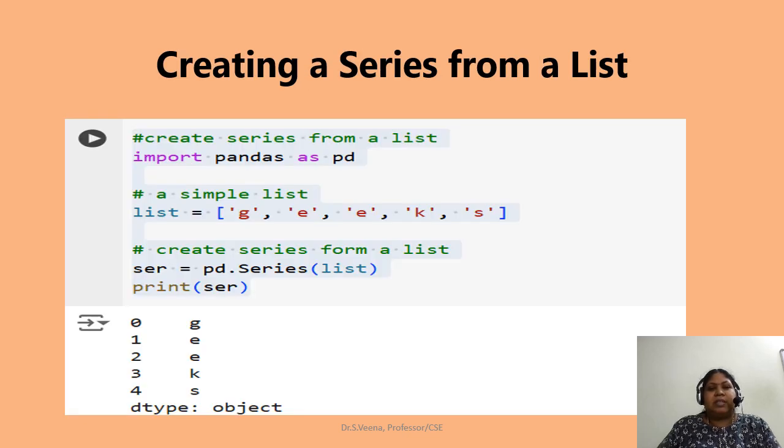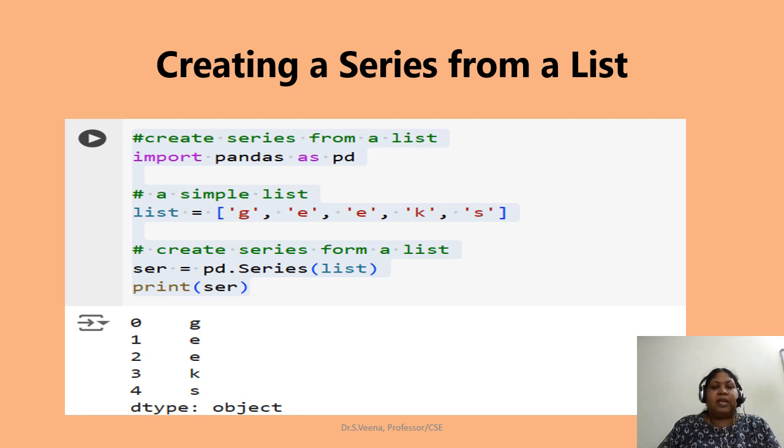The first one is creating a series from a list. The first step is to import the pandas library, import pandas as pd. Here pd is an alias name, or alternative name, for the library called pandas. Then we're going to create a list with 5 values. Usually a list can have a collection of values belonging to different data types. In this case, we are going to have a list of the same data type, which is character. So I'm going to have a total of 5 characters, and using these 5 characters, I'm going to create a list.